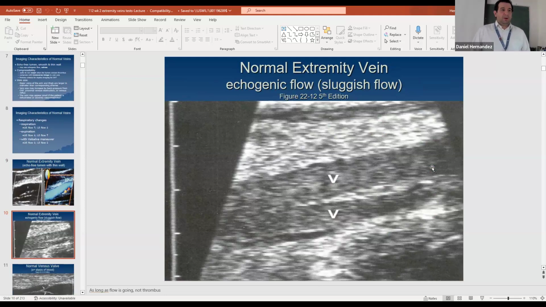So something to be aware of. We can have intraluminal echoes when the patients have very slow velocity flow within the veins. So very slow, sluggish, stagnant flow. This is called Rouleaux flow or Rouleaux formation. This could be caused by several different factors.